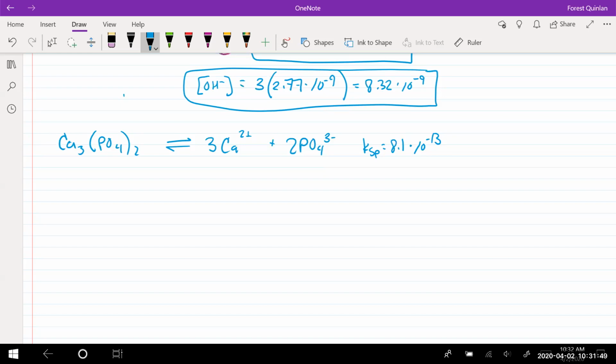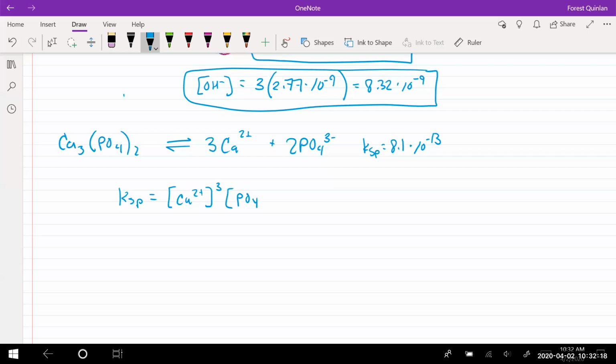Let's see, who do I think is probably the shakiest? Patrick, you're here. Patrick, what would my Ksp look like? Can you just jump to the end? Yeah, give me 1 second. I'm thinking. It would be Ca2+ to the 3rd, and then PO4 3- squared.